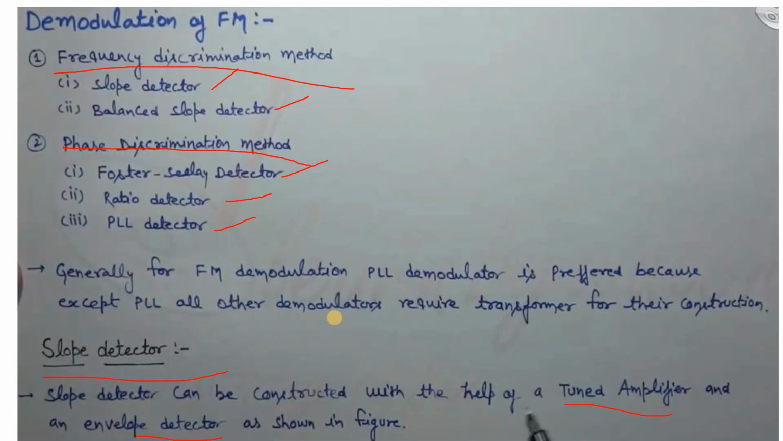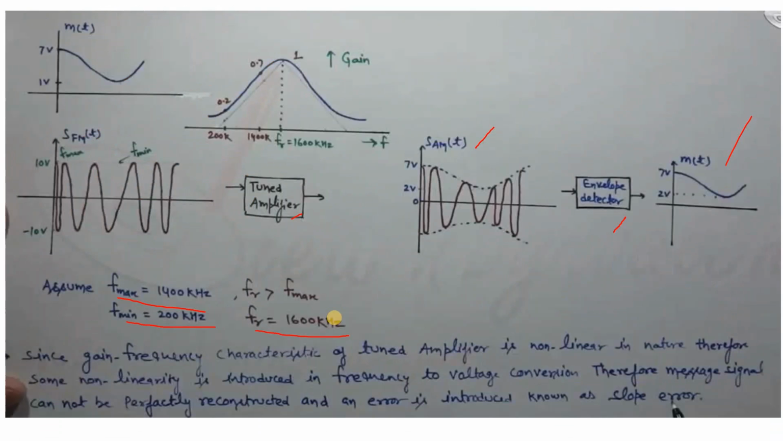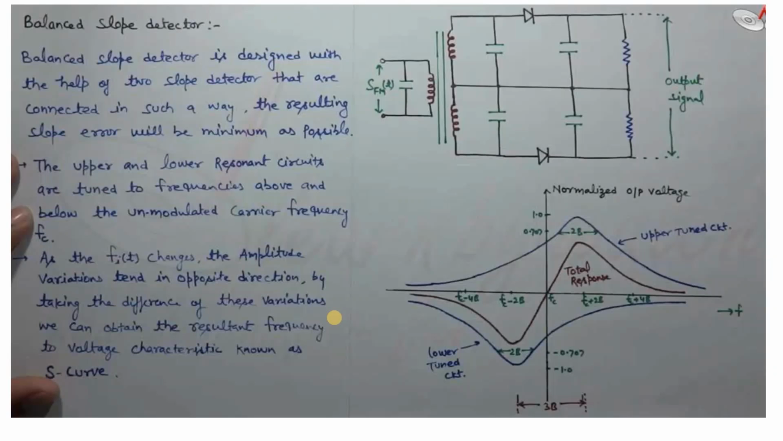Okay, to overcome the problem of this slope detector, we'll go with the balanced slope detector. The balanced slope detector is designed with the help of two slope detectors that are connected in such a way that the resulting slope error will be as minimum as possible. That is, the slope error becomes very small by using the balanced slope detector, which was more in the slope detector. The upper and lower resonant circuits are tuned to frequencies above and below the unmodulated carrier frequency.